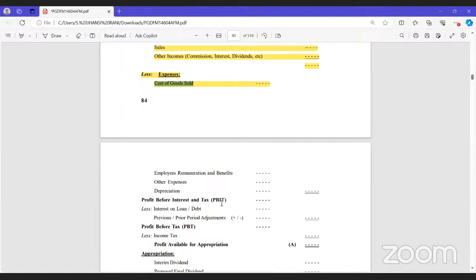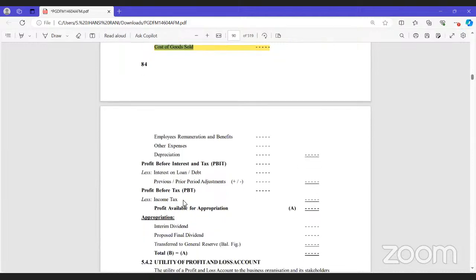before interest and tax. And if we have taken any loan and we are paying any interest on that, that also will be deducted. And that is called profit before tax. Now, if you are paying tax, that will be deducted and it's called profit available for appropriation. Profit after tax we can call. Instead of profit available for appropriation, we can call it profit after tax.